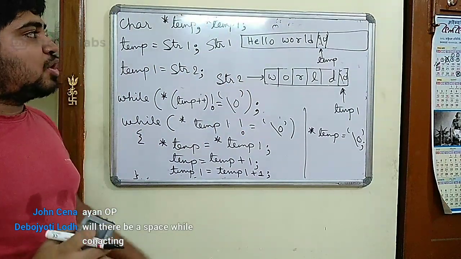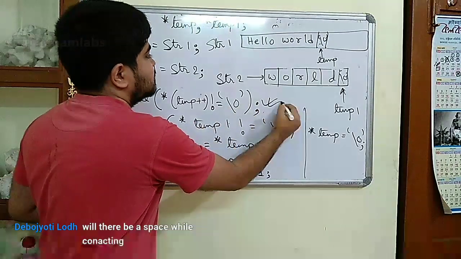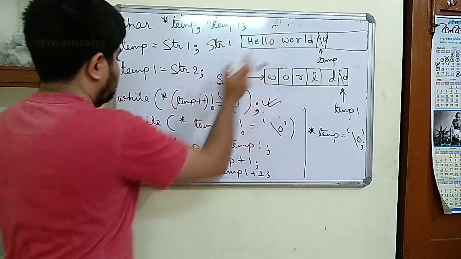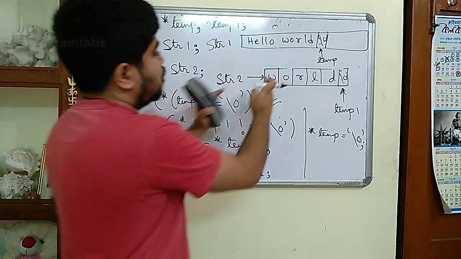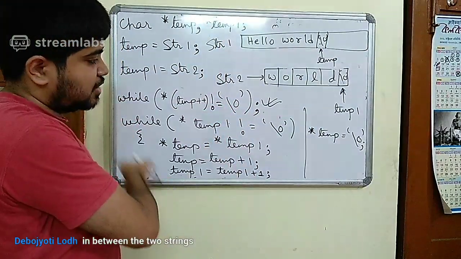So this is how you concatenate two strings. Right? This operation is used to traverse temp to this location. And this operation is used to copy each of the content of this. Right? So this is how it is done.